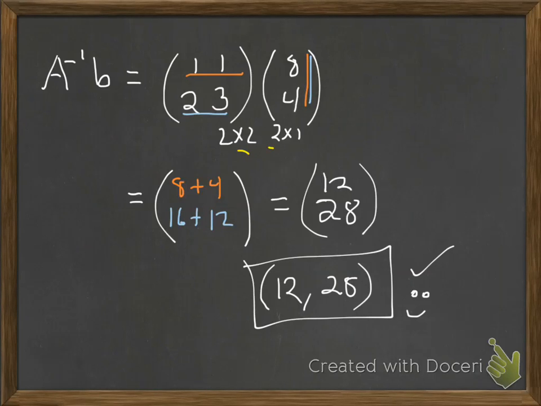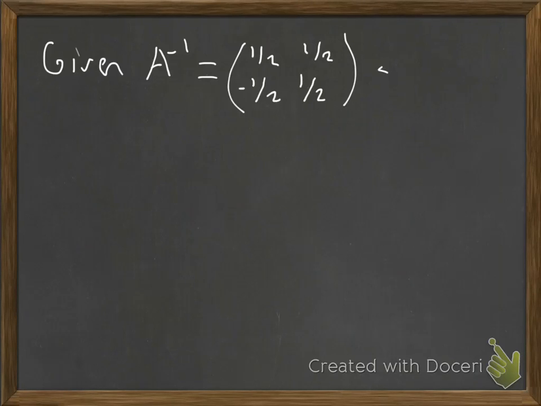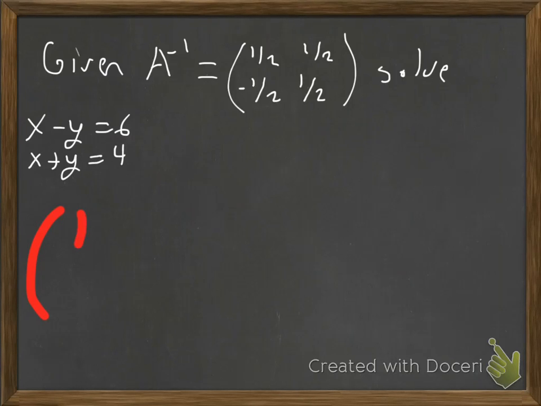Okay, let's do one more where I give you the inverse matrix, and you just got to remember it's A inverse B. So let's say given that A inverse is equal to, I think it's a bunch of halves, a half, negative 1/2, a half, and a half. And I would like to solve x minus y equals 6, x plus y equals 4.